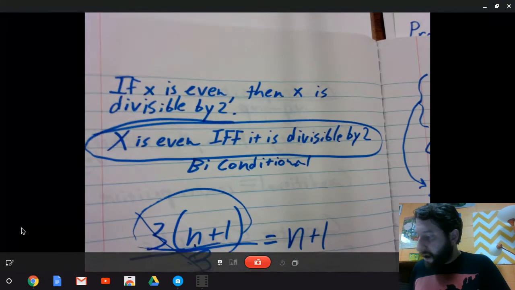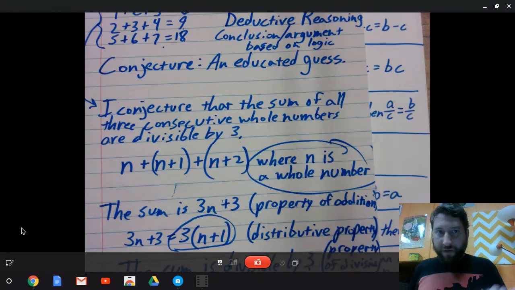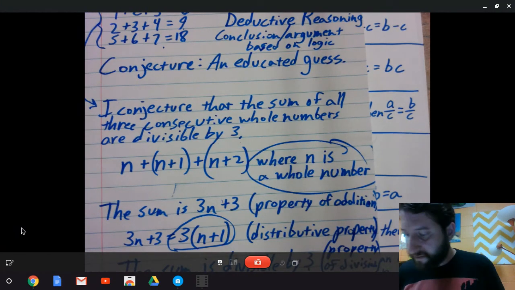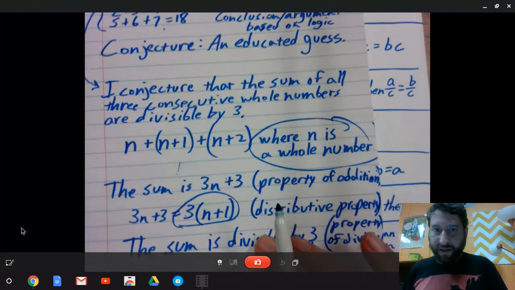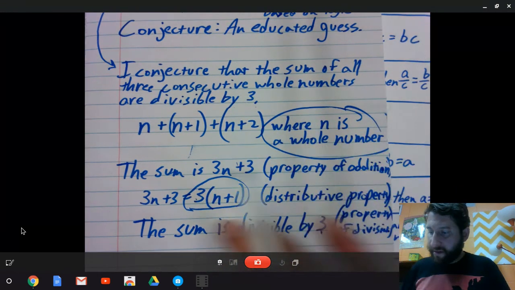So hopefully you can see now what I mean by divisible by 3. So with the proof is all this stuff right here. Let me try and get this in the window. The proof is this stuff right here.